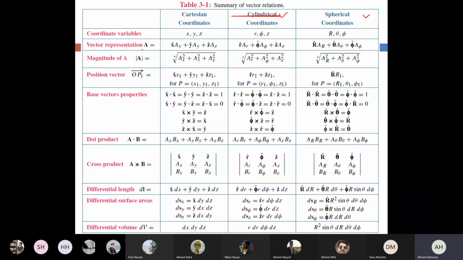And these are the vectors, as I said, based on these three coordinate systems. Then we have magnitude of A for 3, then position vectors for the 3 coordinates. Then we have vector properties for the 3, dot product for 3, cross product for these 3, also length for 3, surface area for the 3 coordinates, and the volumes for the 3 coordinates. So from previous classes, all are included in this table. Okay, so this table is very important for you. You have to cover it all.